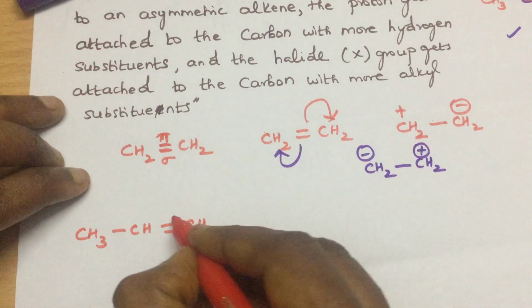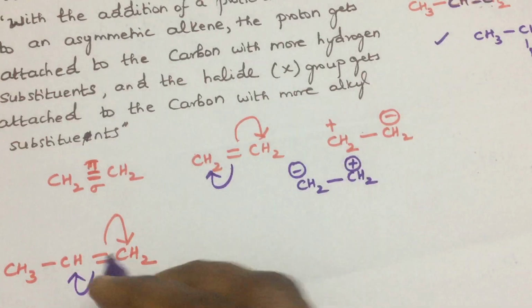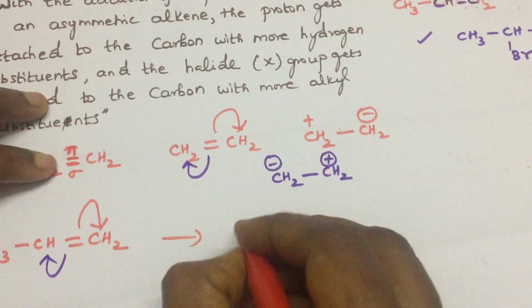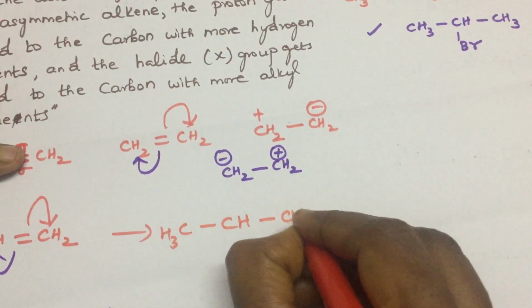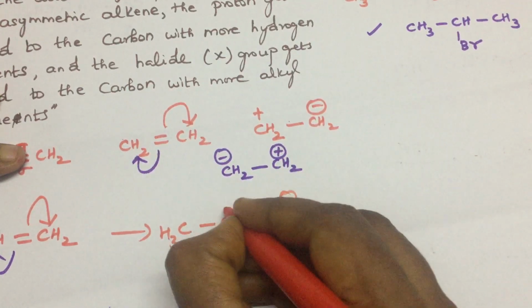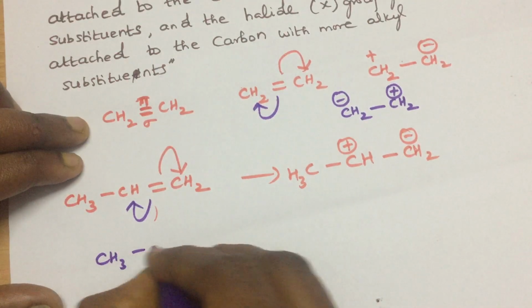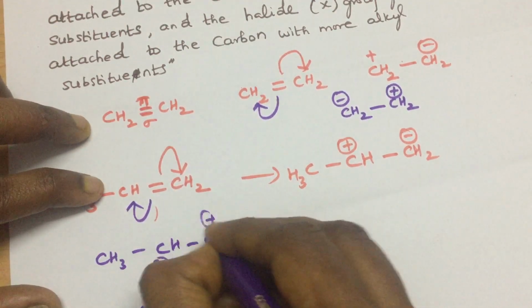So this can be polarized in this way or in this way. If it polarizes in this way, what happens? This carbon takes the electrons, so this carbon will have the minus charge, and this carbon will have the plus charge. If it polarizes in the other way, this carbon will take the minus charge and this carbon will have the positive charge.